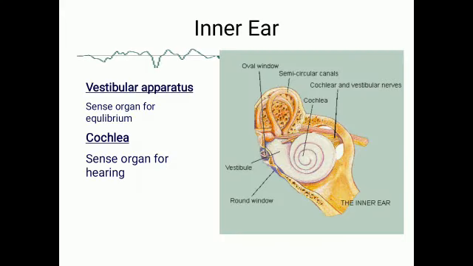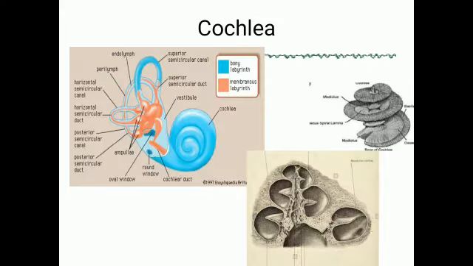Inner ear consists of the vestibular apparatus, that is the vestibule and the semicircular canals, which is the sense organ for equilibrium, as well as the cochlea, which is the sense organ for hearing. We shall see the structure of cochlea in detail.